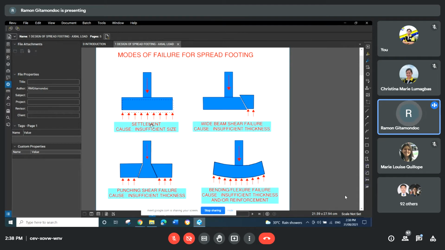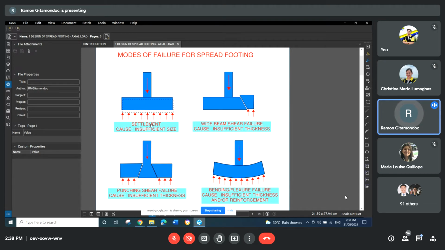Now, the cause of settlement is insufficient size. So if you have a very small footing carrying a large load, then it will exert a large bearing pressure on the soil. If that bearing pressure is greater than that which the soil can support, then it will result in a significant amount of settlement.